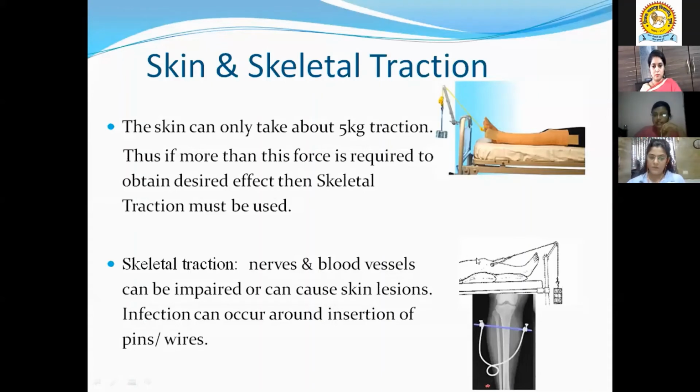This is the skeletal traction. Skeletal traction has its own drawbacks, that is, nerves and blood vessels can be impaired or it can cause skin lesion. The wires or pins which cross through the bone can cause damage to the nerves and blood vessels. Also, there can be infection around the incisions of pins and wires. So where there is an insertion of pins and wires, there can be a chance of infection. So these are a few of the limitations. That's why those can't be used effectively for treating osteoarthritis knee.